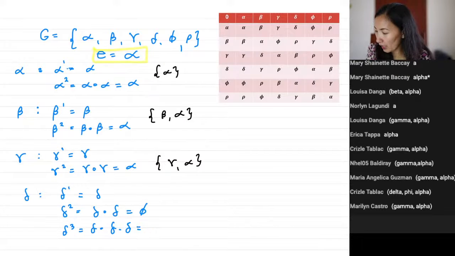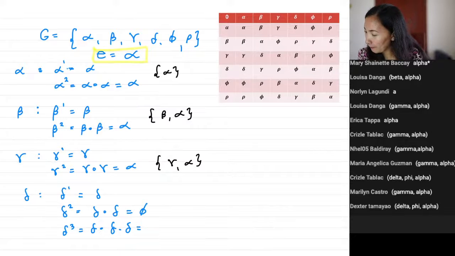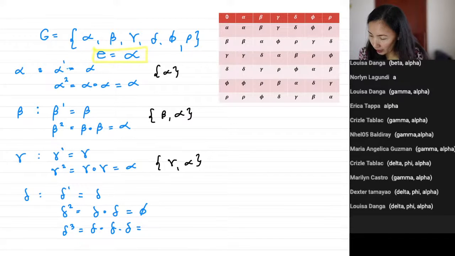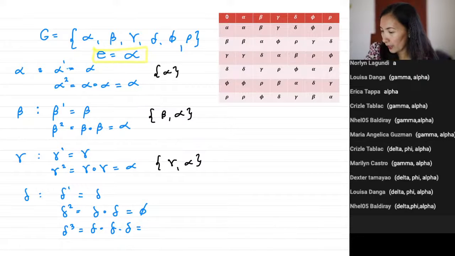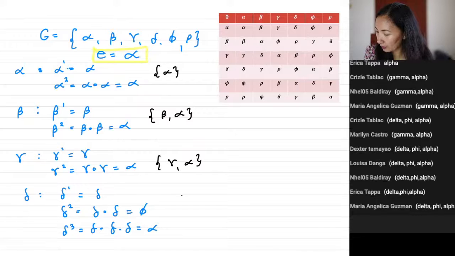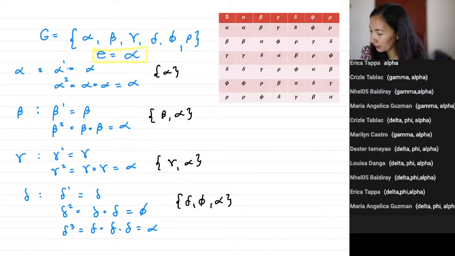Delta circle delta is phi. Then phi circle delta is alpha. So we end up with delta, phi, and alpha. Did you get that? Okay, so now we have delta, phi, and alpha.